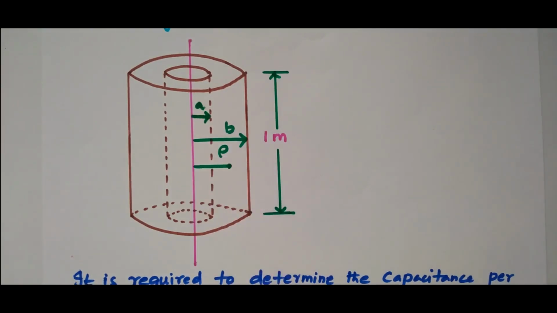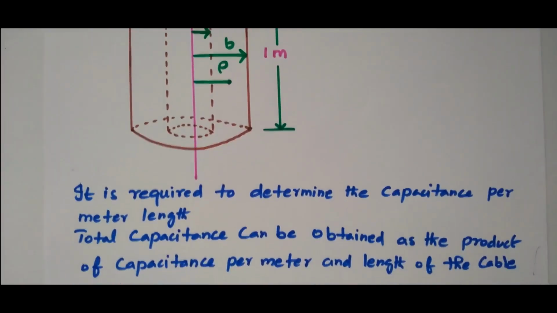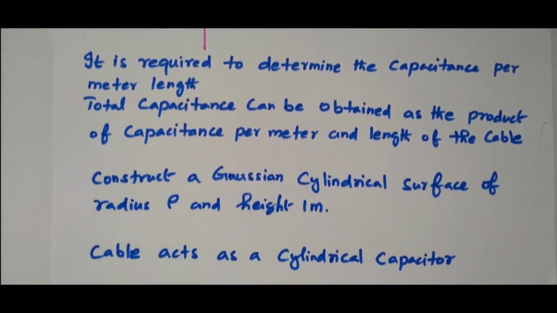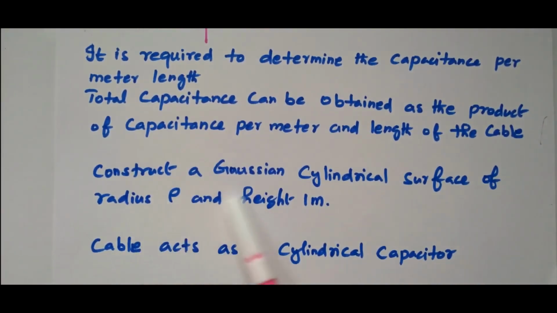We'll see this description. It is required to determine the capacitance per meter length. First we'll find the capacitance per meter length. The total capacitance will be capacitance per meter length multiplied by length of the capacitor, right? That is given here. So we consider the Gaussian cylindrical surface with radius rho meter and height 1 meter, right?